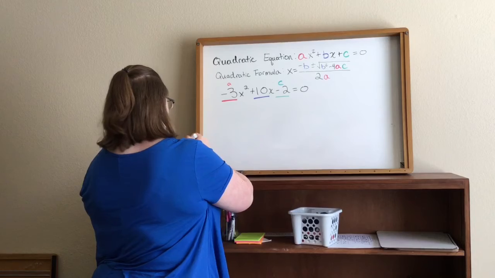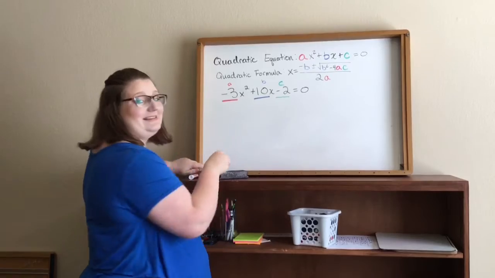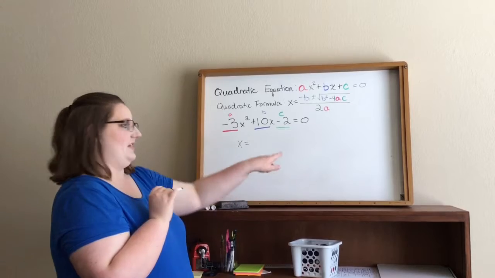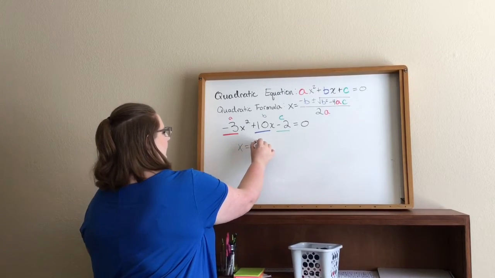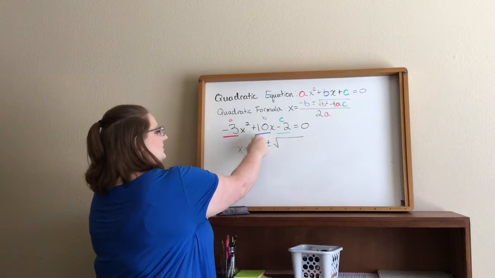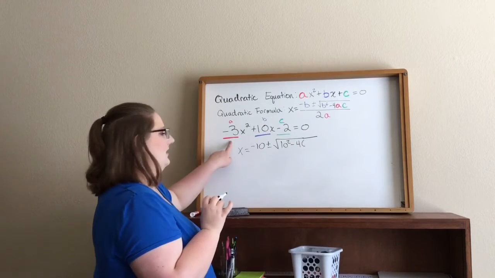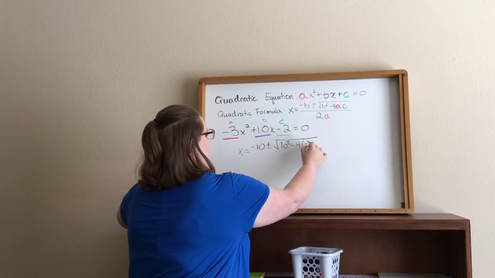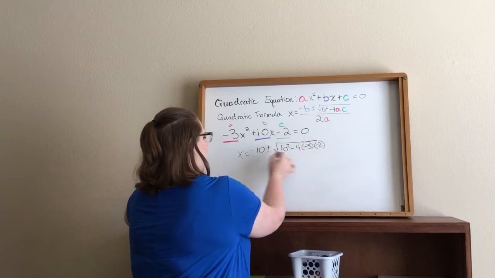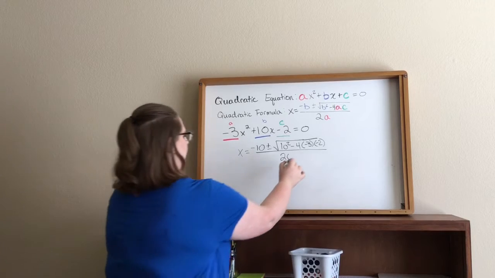So now that we know a, b, and c, we can go through and plug these into the quadratic formula. So x equals negative b, so negative 10, plus or minus the square root of b squared, so 10 squared, minus 4 times a, which is negative 3, times c, which is negative 2, all over 2 times a, which is negative 3.